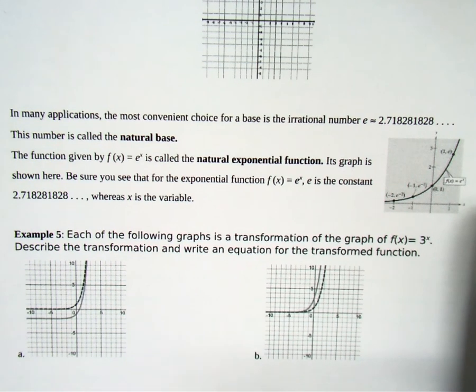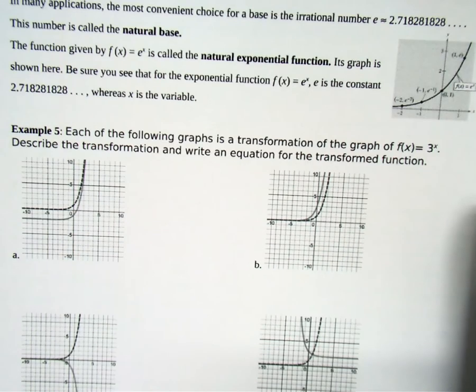Be sure you see that for the exponential function e to the x, e is the constant and x is the variable. Okay, e is a letter, but e stands for a number. Kind of like pi is a symbol that stands for a number. E stands for a number. It's a number. It's not the variable.